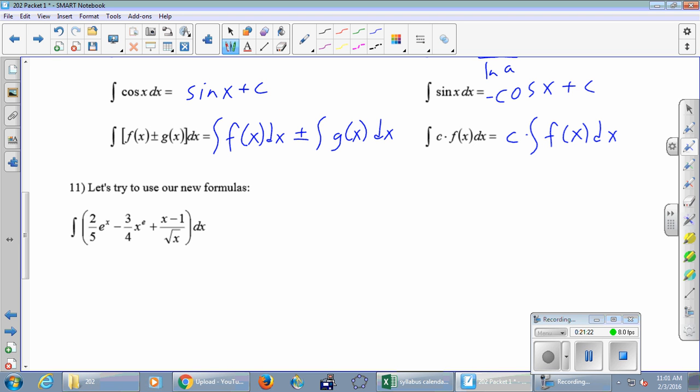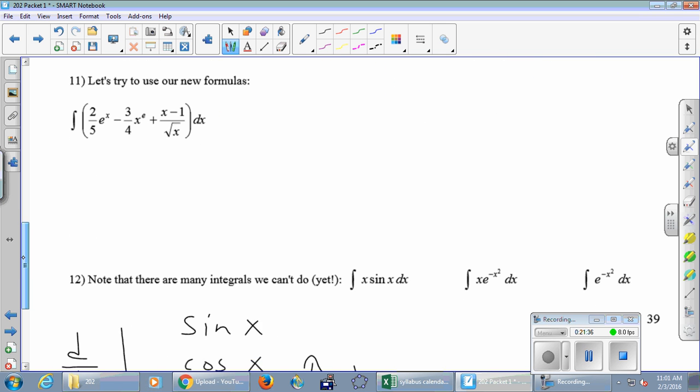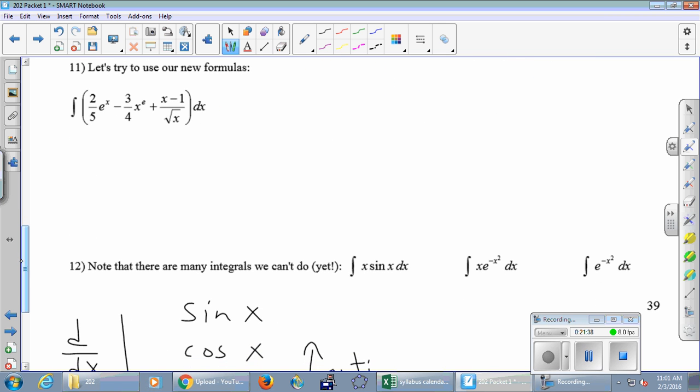Okay, number 11 says we're going to use our brand new formulas. We're going to do 11 in far more detail than I would ever require of you. But like I said, some of us have little to no experience doing antiderivatives. I just want to see how we can apply these rules in kind of super slow motion here. But I'm not going to require as much detail from you at any point.